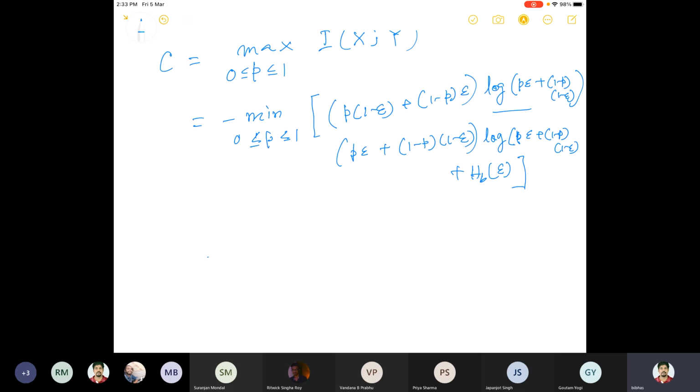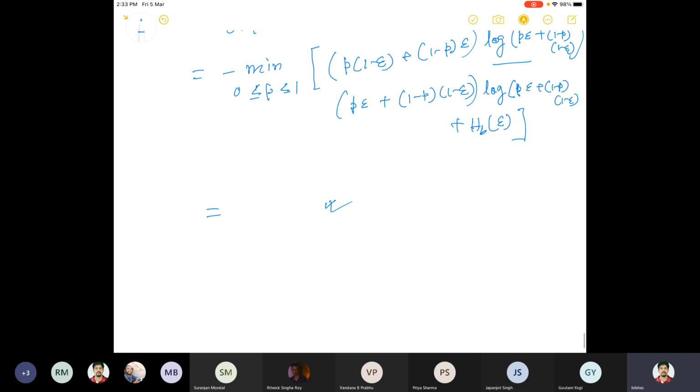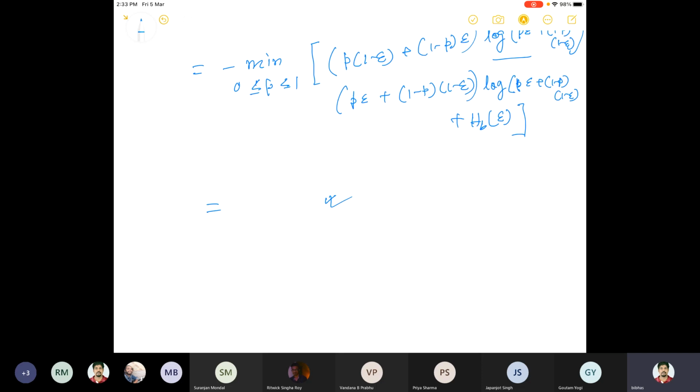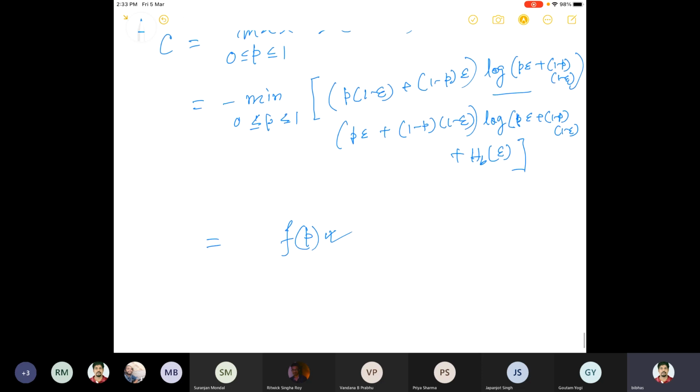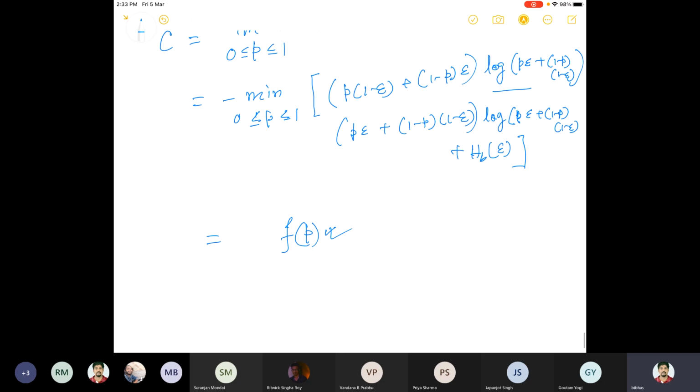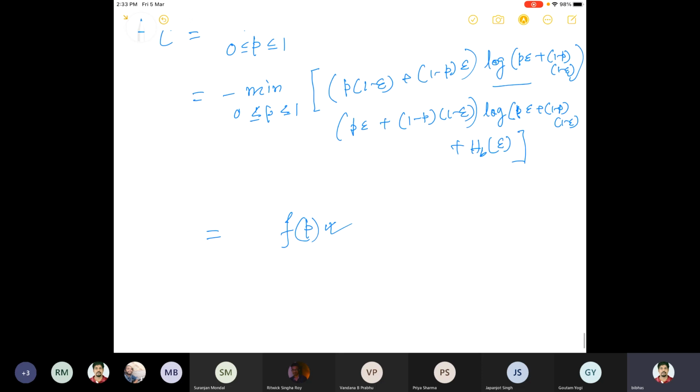So you'll get some function here. Let's say this function is some function of P. Whatever you get, you can calculate it and see what the function is. Maybe I have made some mistake. So this is a function of P. Now I need to take the derivative of this.